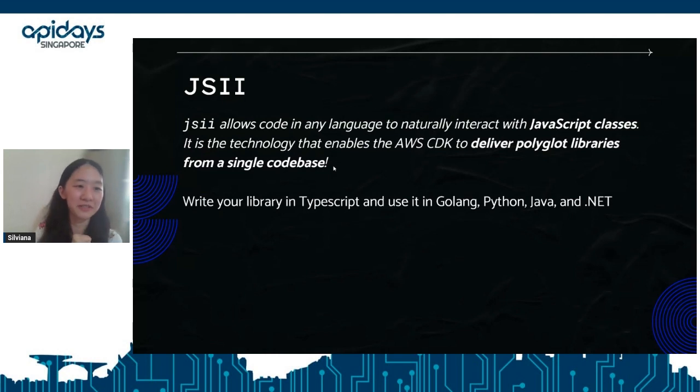Earlier, I promised you that I will talk about JSII briefly. So JSII allows code in any language to naturally interact with JavaScript classes. It is the technology that enables AWS CDK to deliver polyglot libraries from a single code base. So you can write your library in TypeScript, and then you can use it in Golang, you can use it in Python, Java, .NET.